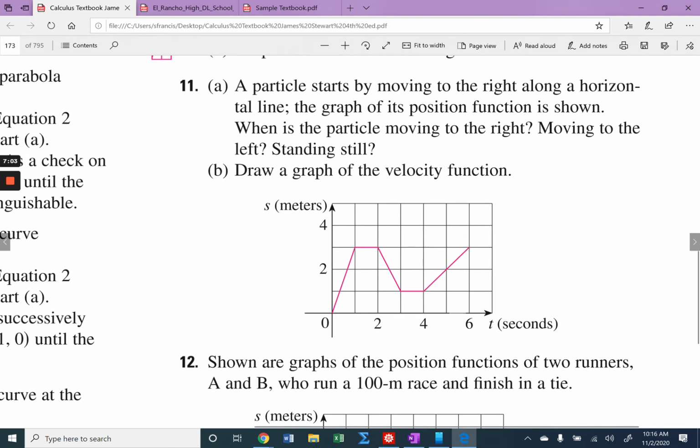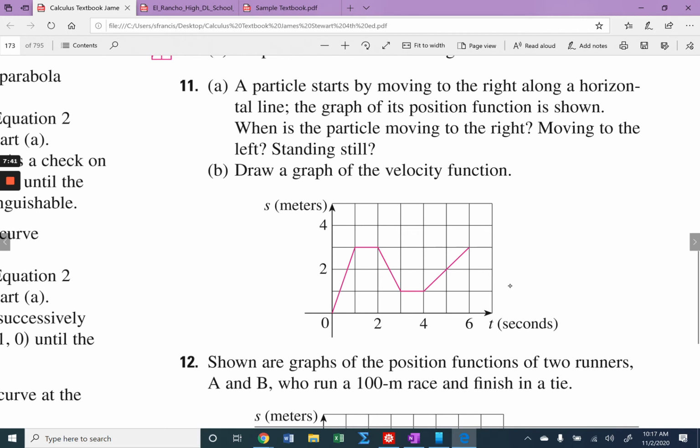Now, how does the graph of the velocity function look? Well, from 0 to 1, remember, the velocity is the slope of the tangent line to the graph of the position function. So the slope of this line here is the value of the velocity function. So the slope of this line is 3. So from 0 to 1, the velocity function is 3 the entire time.